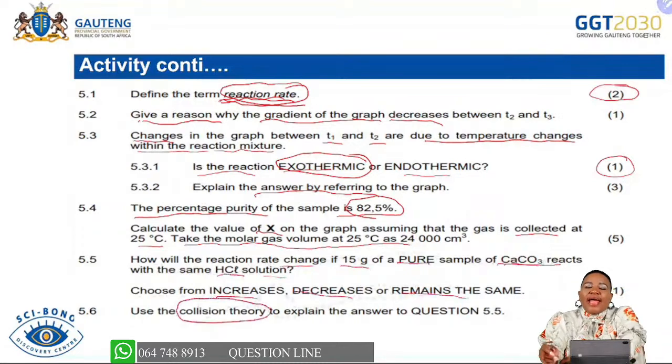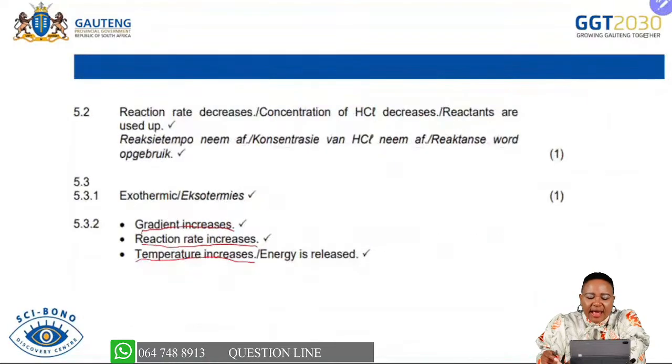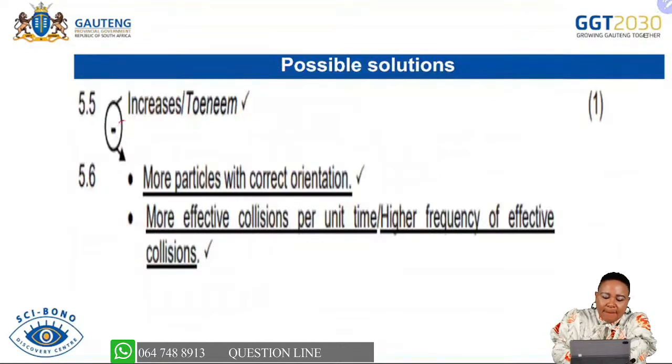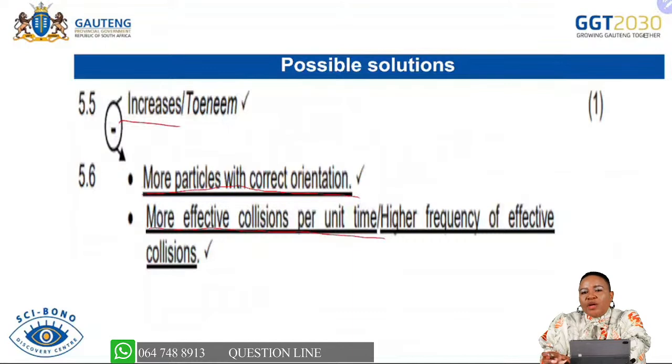So we know that the purer the substance, the higher the rate of reaction. So we expect the reaction rate to increase, because there will be more particles with correct orientation, and there will also be more effective collisions per unit time. So when you increase the purity of a substance, you are increasing the number of collisions per unit time, and there will be more particles with correct orientation.